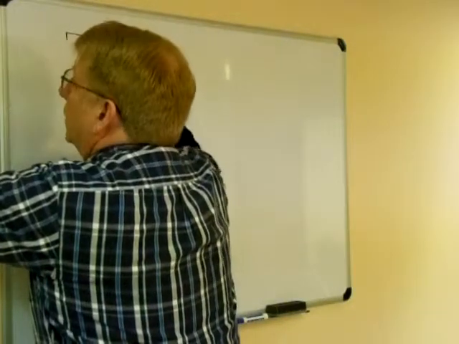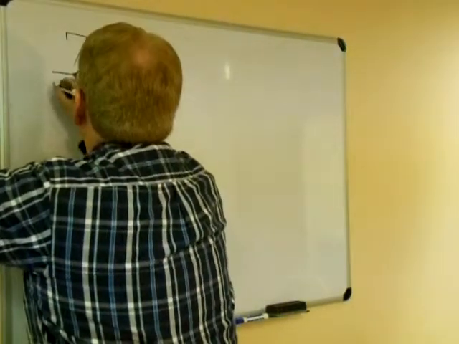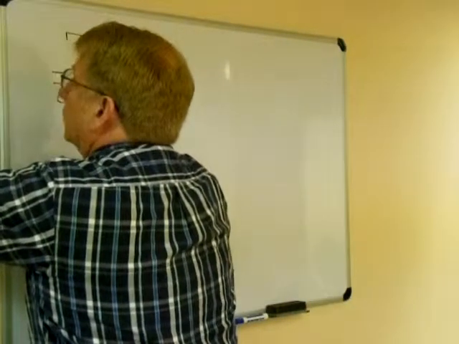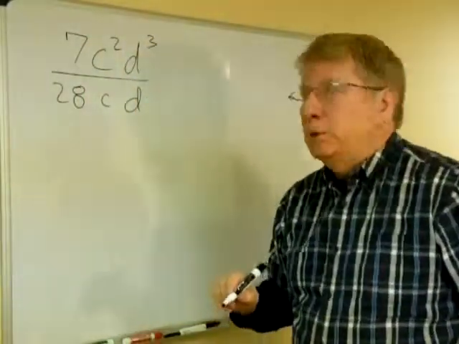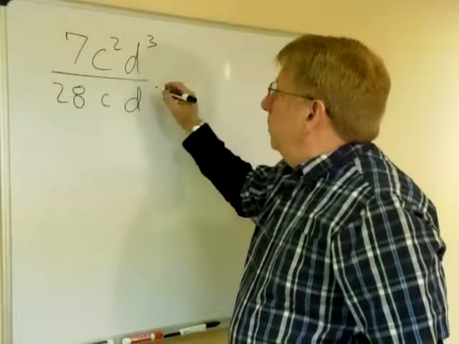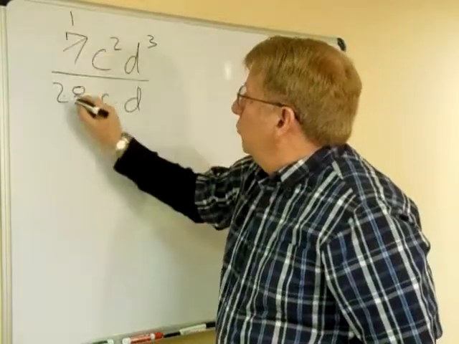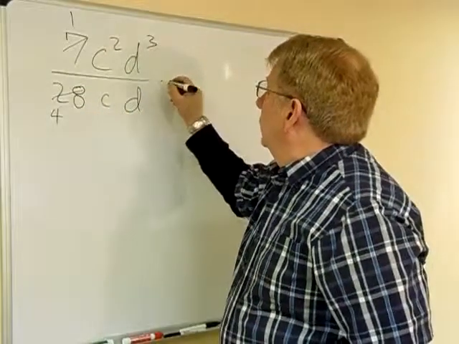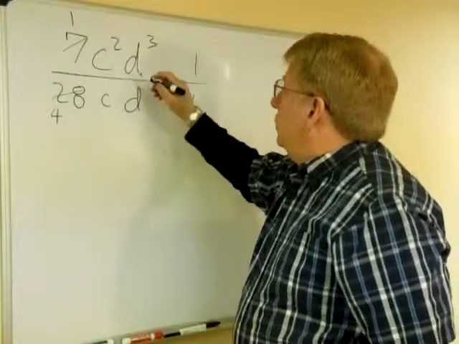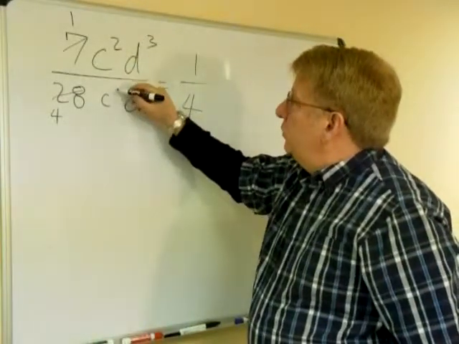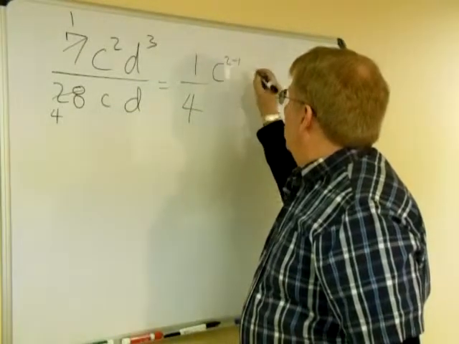Seven c squared d cubed over 28 c d. Well, this is mostly exponential, but we can cancel, 7 goes into 28 4 times. So we have 1 over 4. And then we have c squared divided by c to the 1. So we have c to the 2 minus 1.